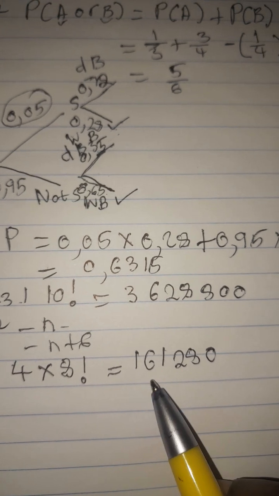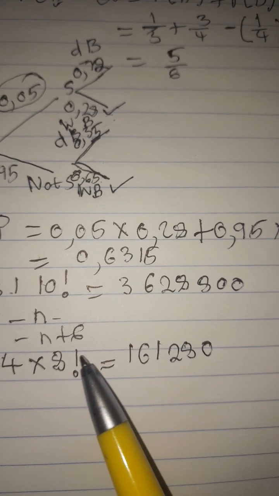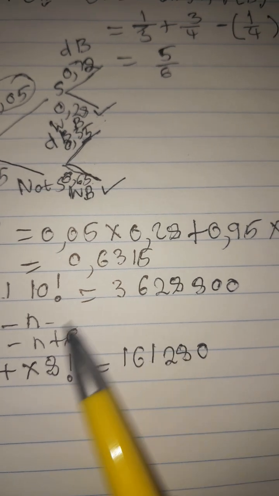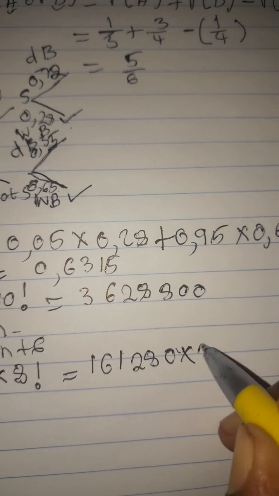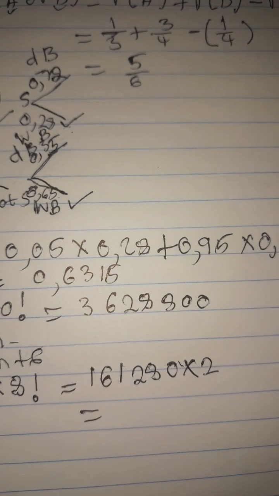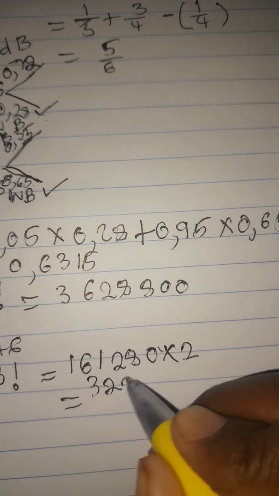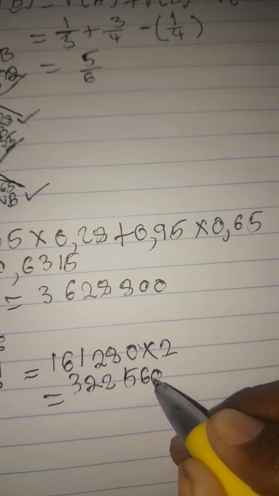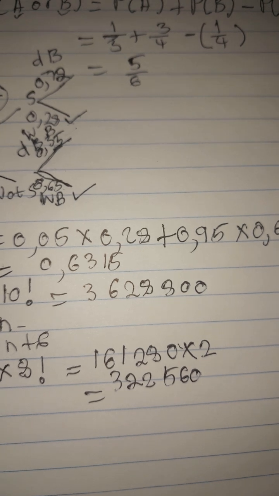Another thing for us to account for is that there are 2 youngest learners, and these 2 youngest learners can switch positions, right? Since they can switch positions, we multiply by 2. If you multiply 161,280 by 2, you are getting 322,560. Yes, we multiply by 2 because the 2 youngest learners can switch the positions.